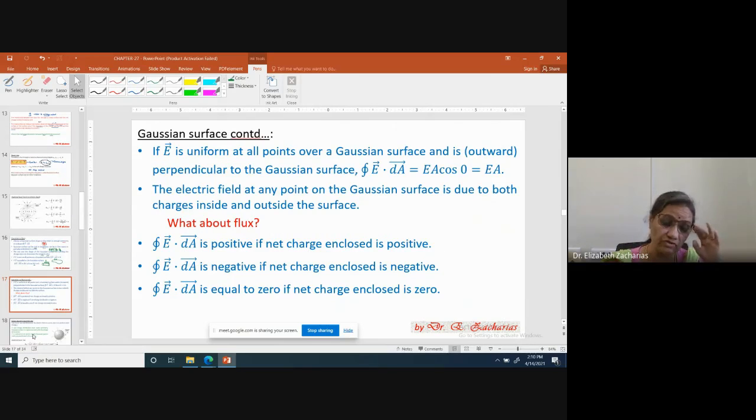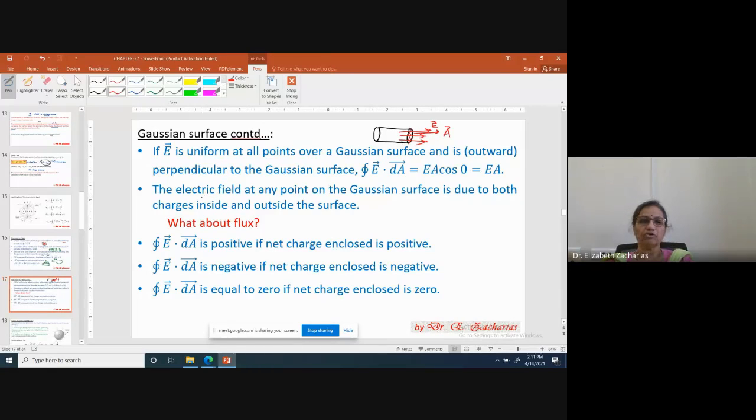So, let us see the continuation of this. If the electric field is uniform over a Gaussian surface and is outward like here, electric field is uniform at all points, and it is perpendicular to the surface. This is my surface and it is perpendicular. Then I can say that my area vector and my E vector are parallel to each other, and the electric field has the same value at every point on this. Therefore, integral E dot dA will become EA cos theta, and it just becomes E times A. Okay, next.